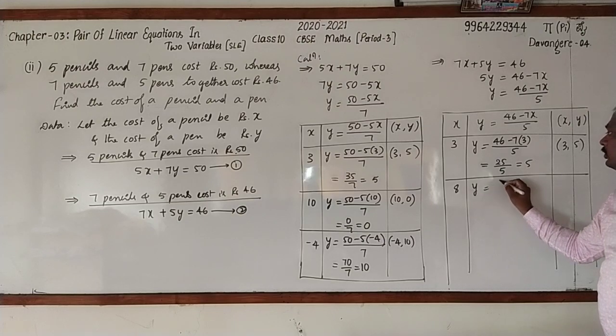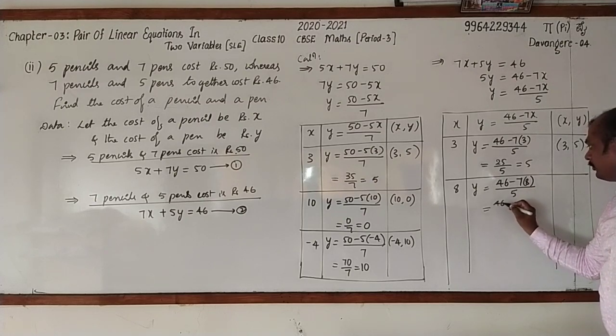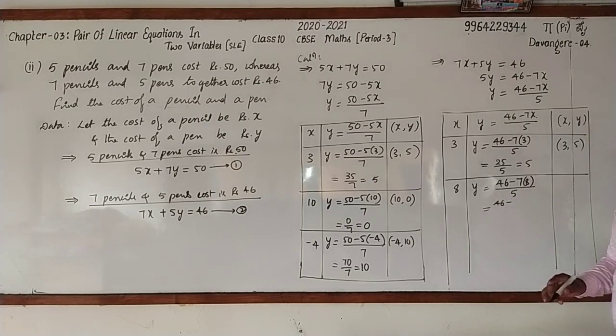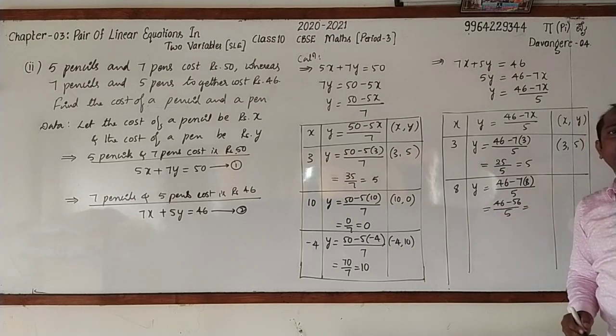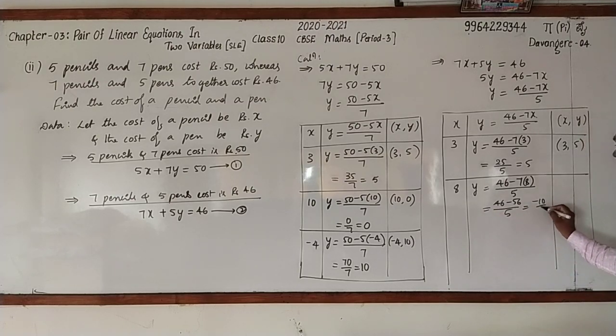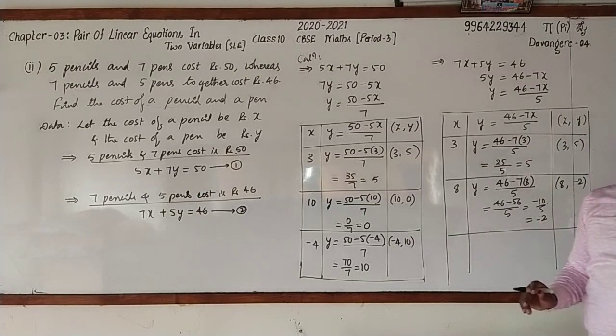Then y is equal to 46 minus 7 into 8 by 5. It is equal to 46 minus 7 8s are 56, by 5. 46 minus 56 is minus 10 by 5, which is equal to minus 2. It is 8 comma minus 2. Hope that you have understood.